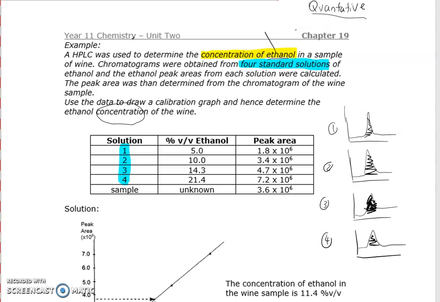Often the graphs are calibrated so the height is an indication of the area anyway. Okay, so we've gotten a different peak area for each of these standard solutions. Okay, so how does that help us? Well, what we can do then is pop our sample of wine through the chromatogram, and we might get other peaks because there might be other stuff in the wine.